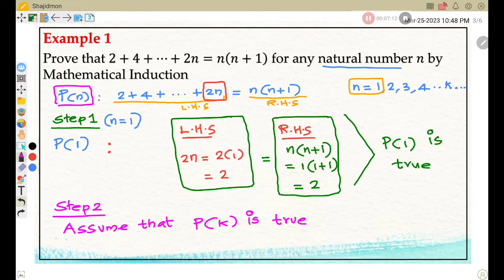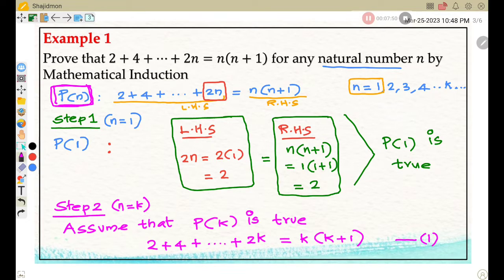What is the meaning of P of k actually? You can apply here this P of n statement. 2 plus 4 plus etc. plus 2n. Instead of n, what you are applying? k, correct? n equal to k. That means in step 2 we are doing put n equal to k. That means 2 plus 4 plus 6 plus up to 2k equals n into n plus 1. Instead of n, what we need to write? k. So k multiply k plus 1, correct? We are assuming this is true. 2 plus 4 plus up to 2k equal to k multiply k plus 1. We are assuming that one. We are just substituting this as equation 1. Just to give that equation as equation number 1.